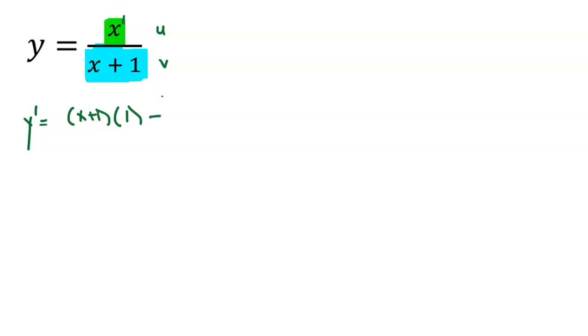Minus, now I'm going to switch this around. Now I'm going to start with u, which is x, and I'm going to multiply by the derivative of v. The derivative of v is also 1. The derivative of x is 1. The derivative of 1 is 0, so that's how I just get 1.